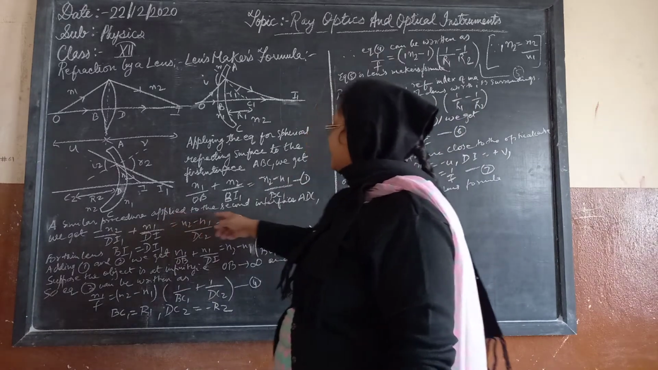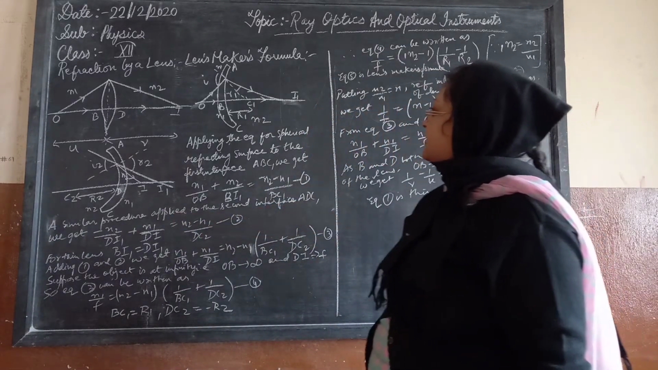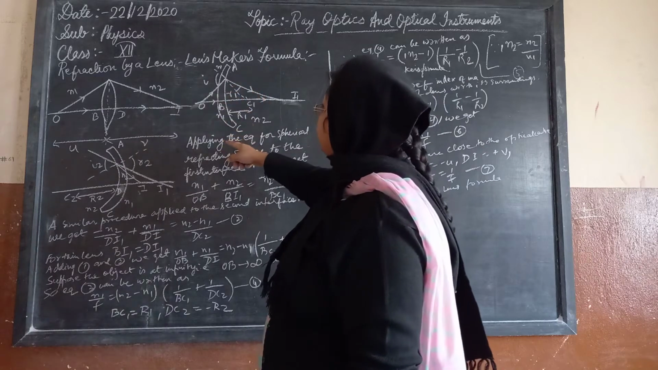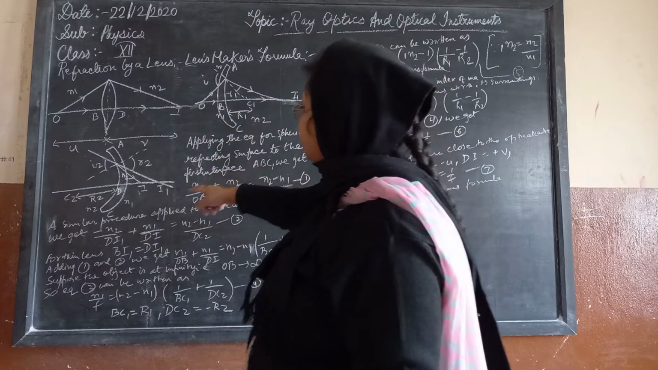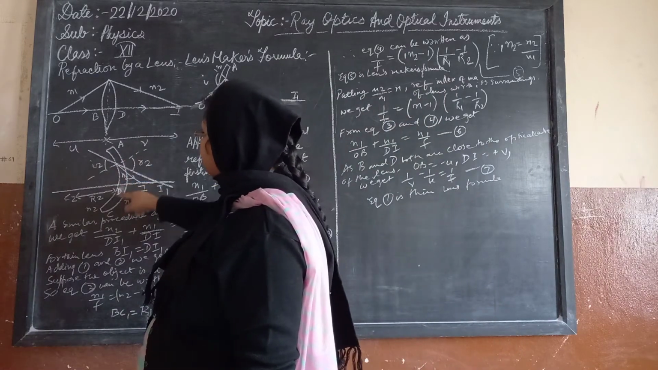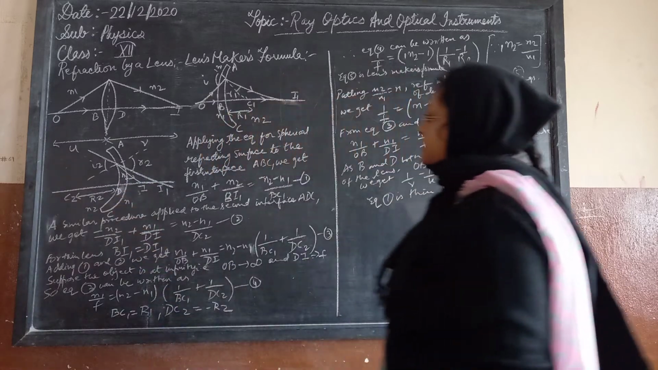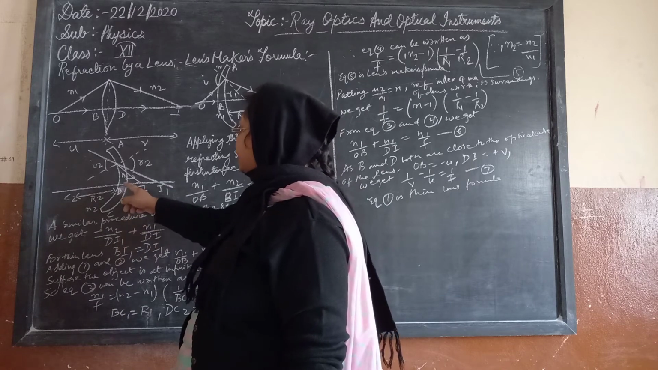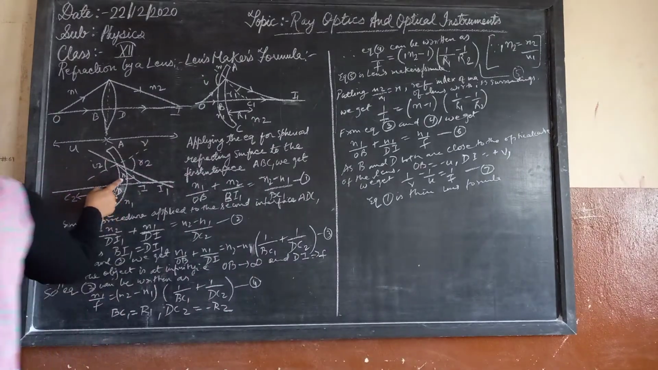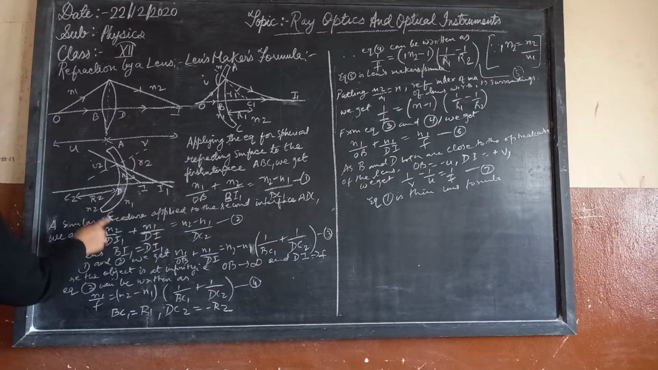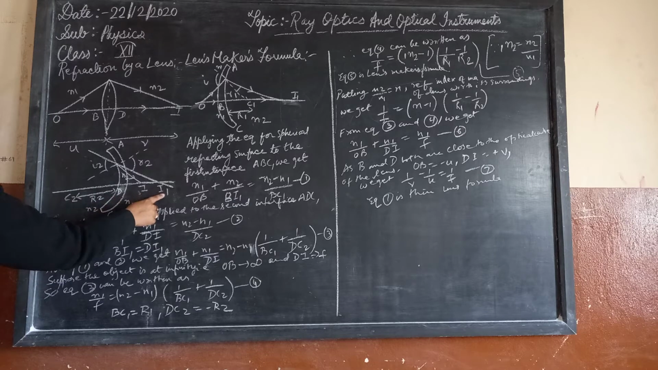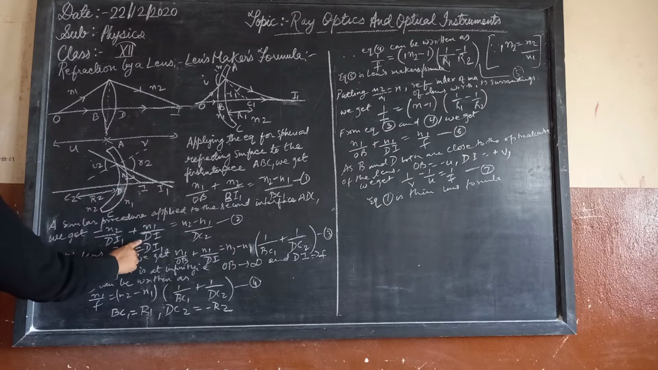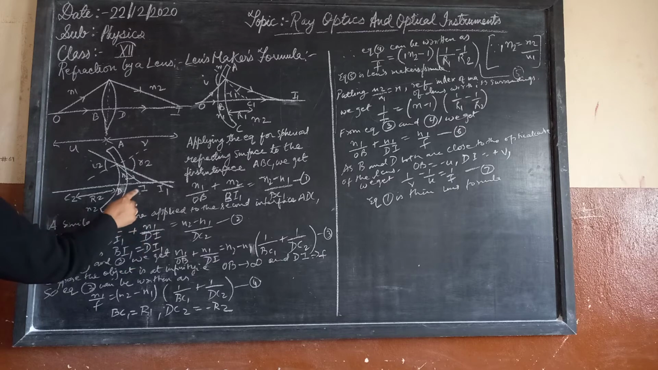A similar procedure is applied to the second interface ADC. That is A and D here, D here and C here. So for ADC, the second interface, we take minus N2 upon DI1, minus N2 upon DI1 plus N1 upon DI.